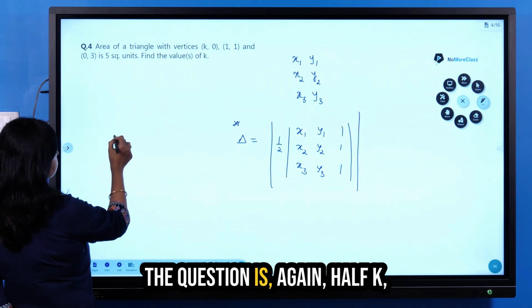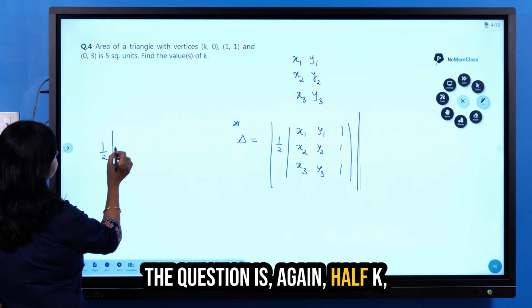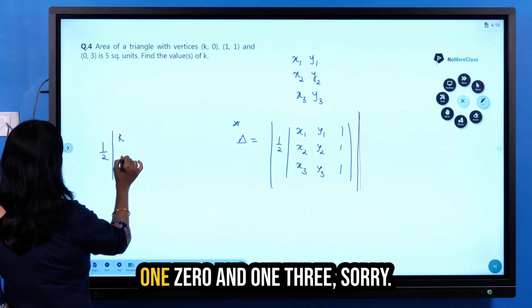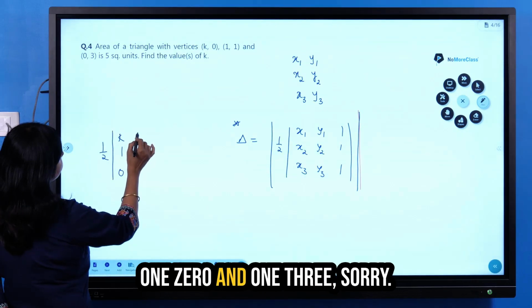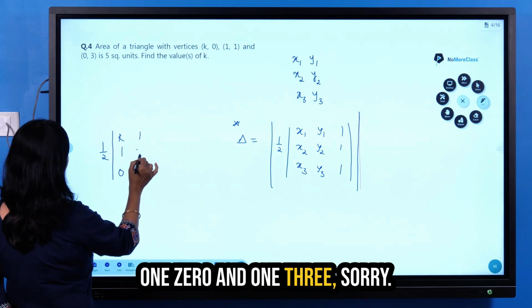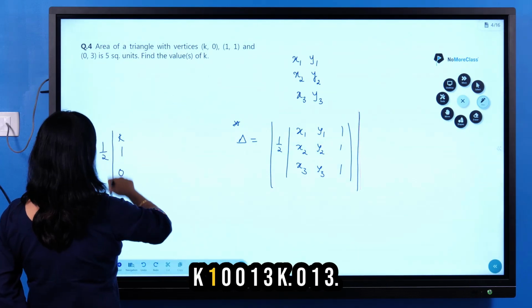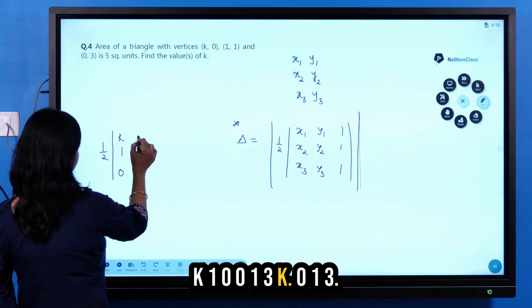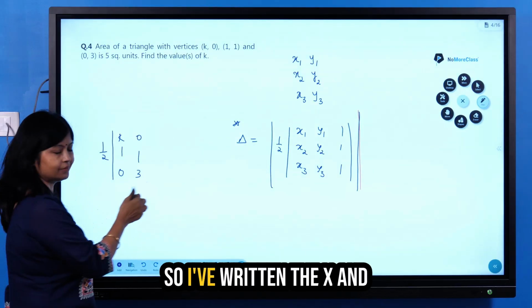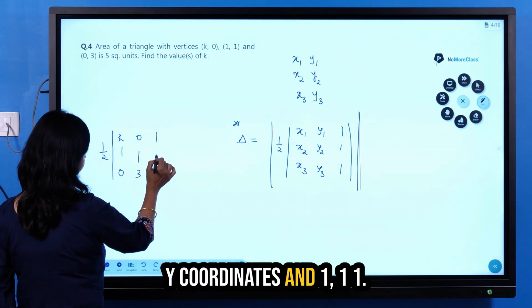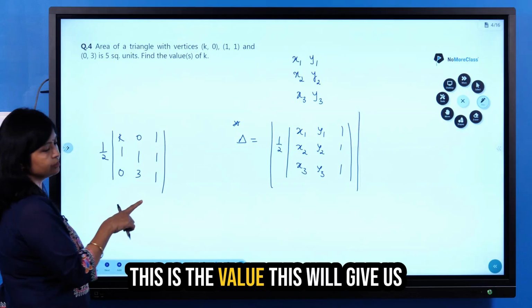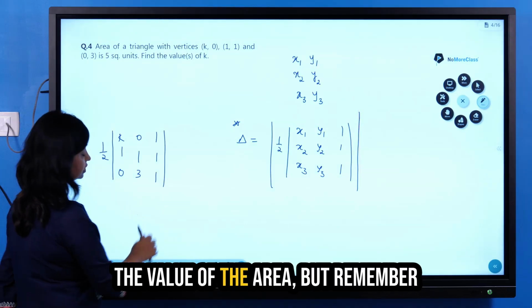The question is again half, the determinant with rows k, 1, 0, 0, 1, 3, and 1, 1, 1. I have written the x and y coordinates and 1, 1, 1. This will give us the value of the area.